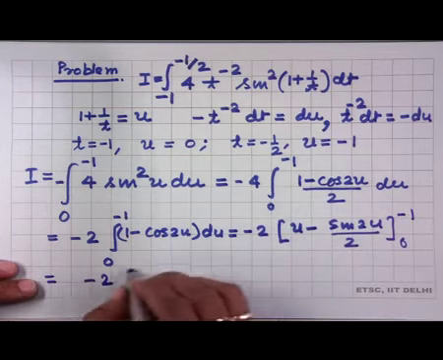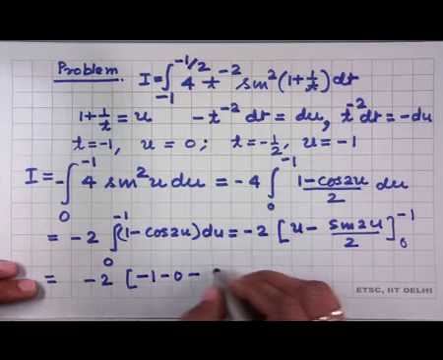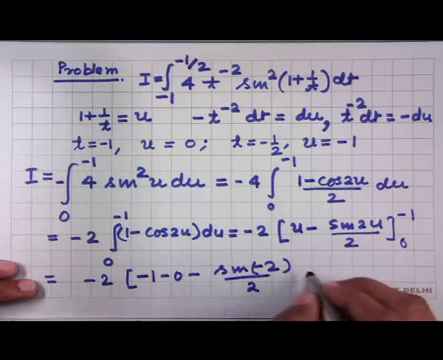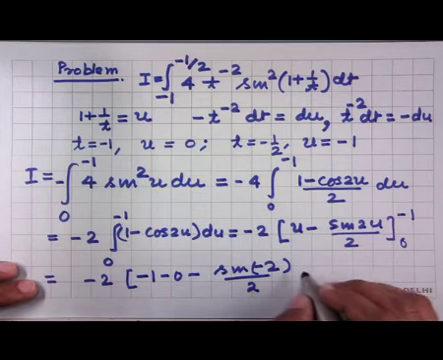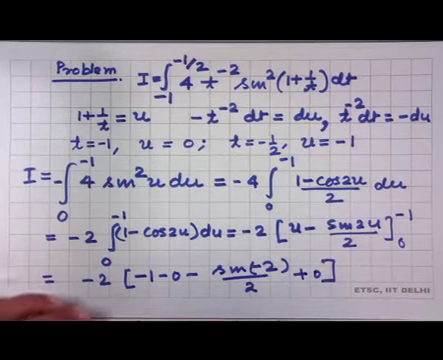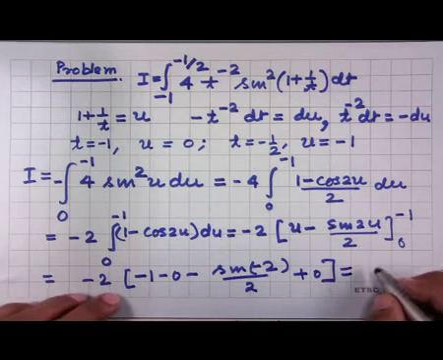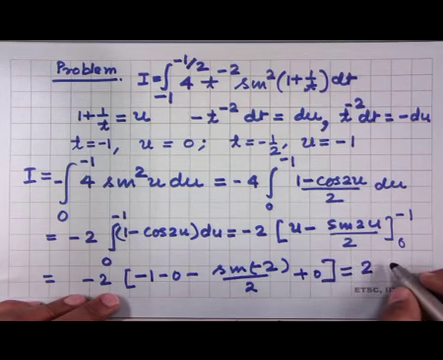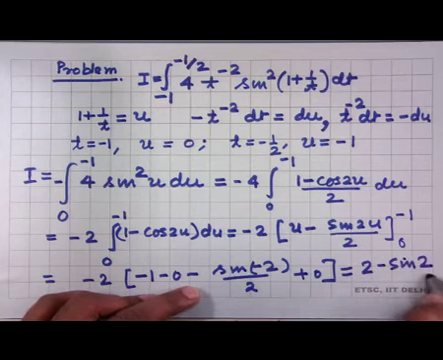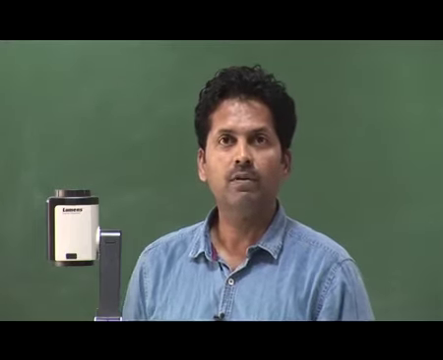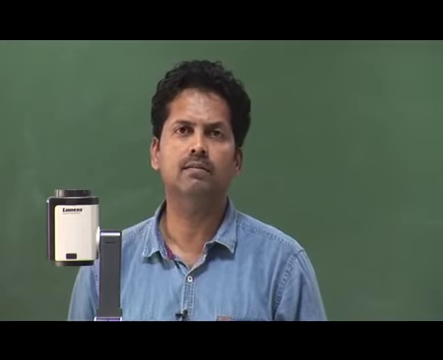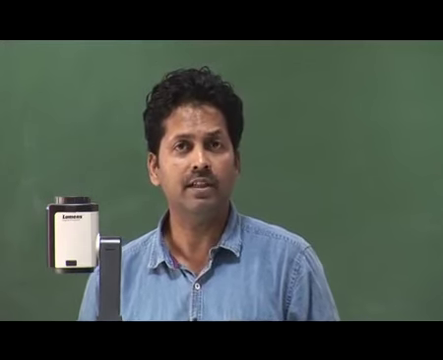So, this will give you minus 1 minus 0 minus sin of minus 2 by 2 plus 0. So, the value of the integral is finally 2 minus sin 2. So, we have solved several problems and we have seen how the method of substitution can simplify several definite integrals.